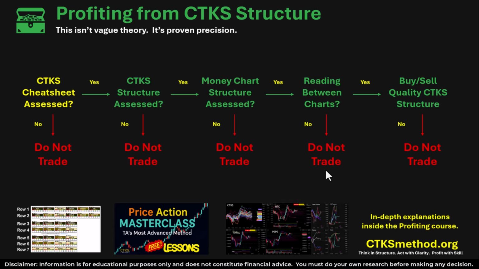Now the question becomes how we can profit from CTKS structure. Now CTKS structure is all those dotted lines that occur inside price charts, and we get them from level 1 and level 2 standard certification markups. Now there is a specific process that we apply. First, we must look to the cheat sheet. If you haven't looked at the cheat sheet, I would advise you not to trade, not to invest, because you simply don't know the intercorrelation and interconnection.